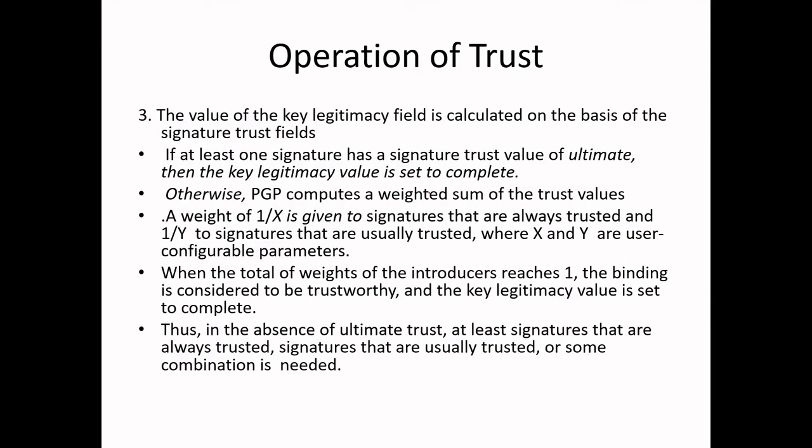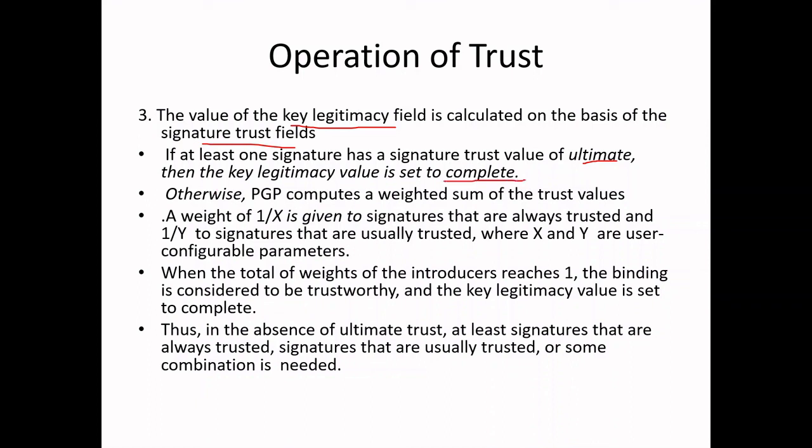Next, we have the value of the key legitimacy field. So what did we say earlier? The key legitimacy field is calculated on the basis of the signature trust values. It is just like, if there are multiple signature trust values, then you take an average of them and put it in the key legitimacy field. That is what we generally do. The actual method is, if at least one signature has a signature trust value of ultimate, then the key legitimacy value is set to complete.